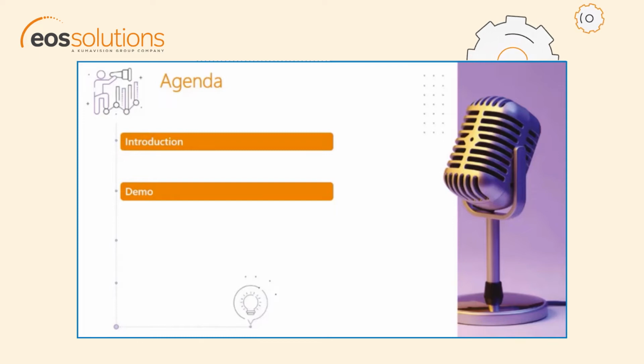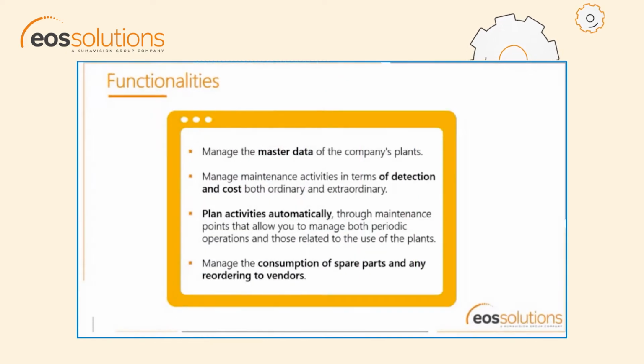for? Definitely manage the registry of company plants, manage maintenance activities in terms of detection and cost, both ordinary and extraordinary. Plan the activities automatically through the maintenance points that allow you to manage both periodic operations and those related to the use of the systems. Manage the consumption of spare parts and any reordering from suppliers.